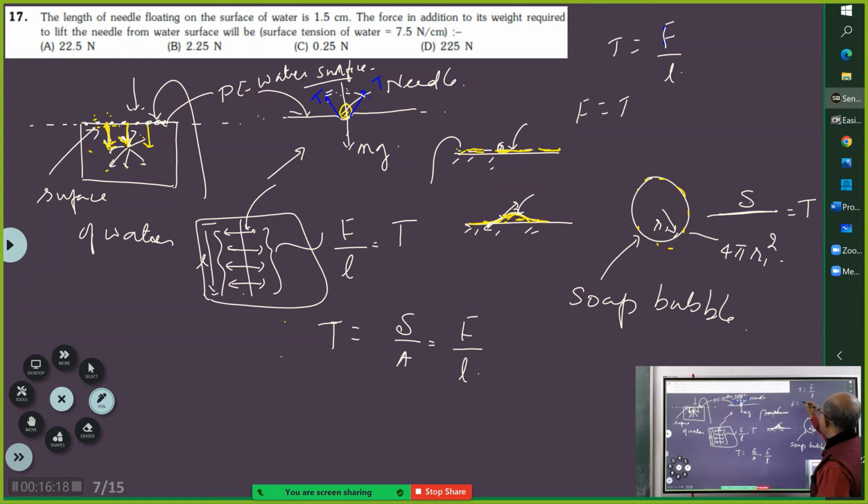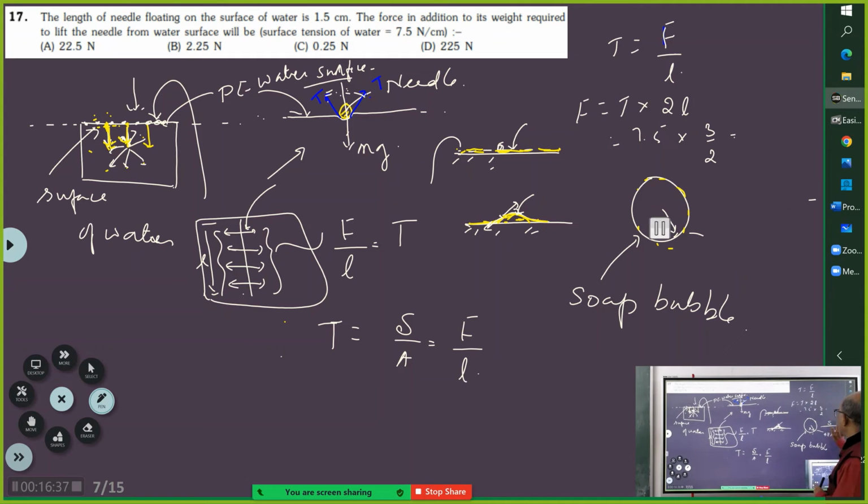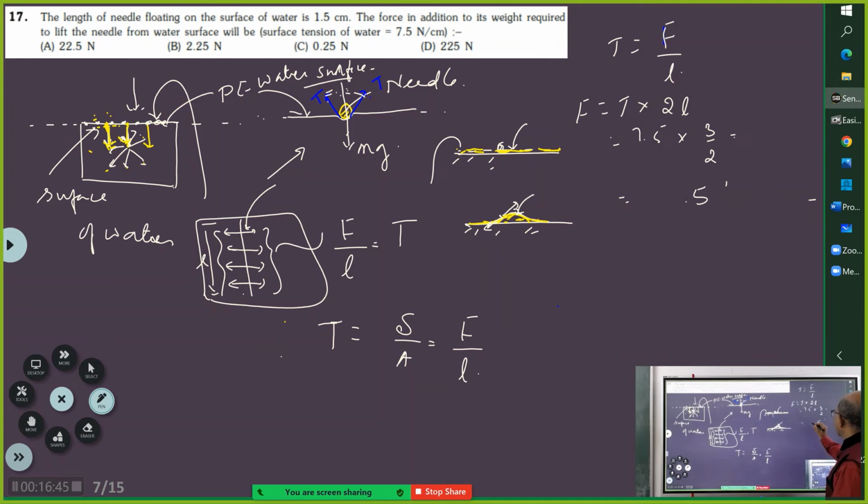T here is T, but L here becomes 2L because the length of the needle is this side and this side. So there will be this one like this, and therefore you will write it as 7.5 into 1.5, both in centimeters. So 1.5, write it as 3 by 2, right? Okay, and thereby solve the equation here. 3 5s are 15 and carry 3, 7s are 21 plus 1, 22.5 by 2.